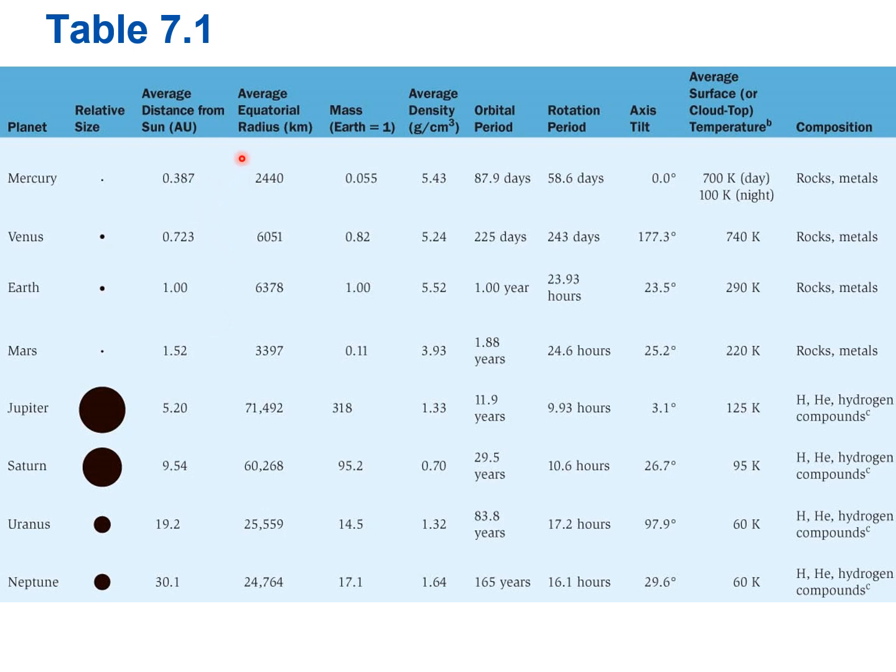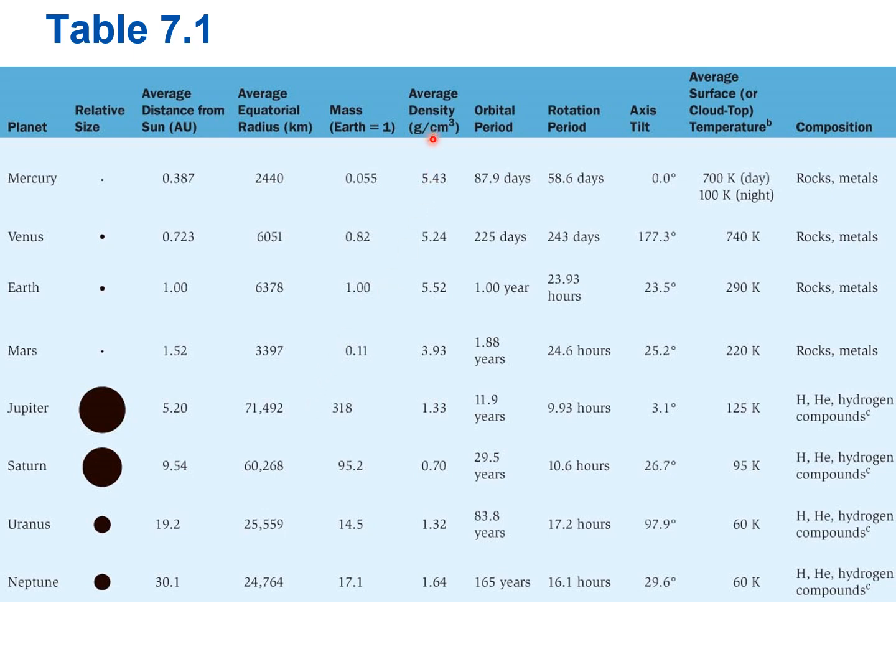Equatorial radius in kilometers, that just has to do with how big it is. And you can visually see those in these diagrams on the left. The mass of each planet. Mercury is by far the least massive, and then Mars at 11%. These are scaled to Earth's mass, so Earth equals 1. And then you can see the most massive planet, Jupiter, being 318 times the mass of Earth.